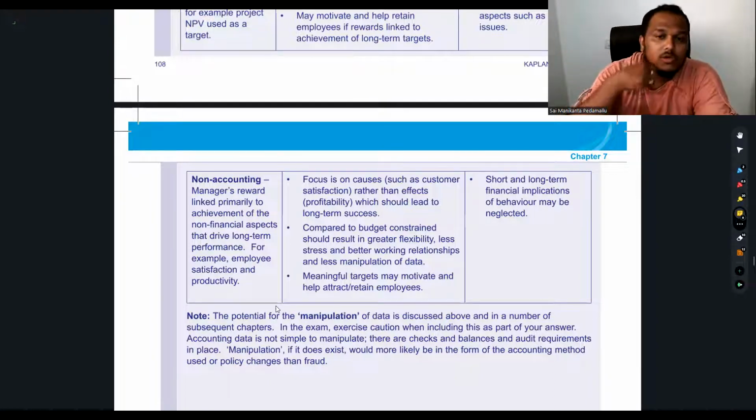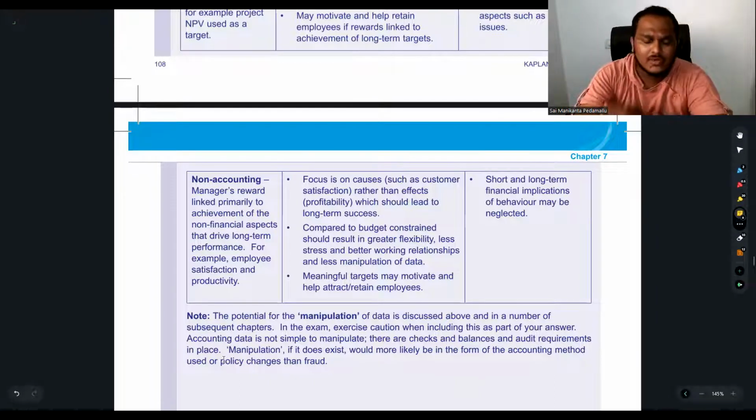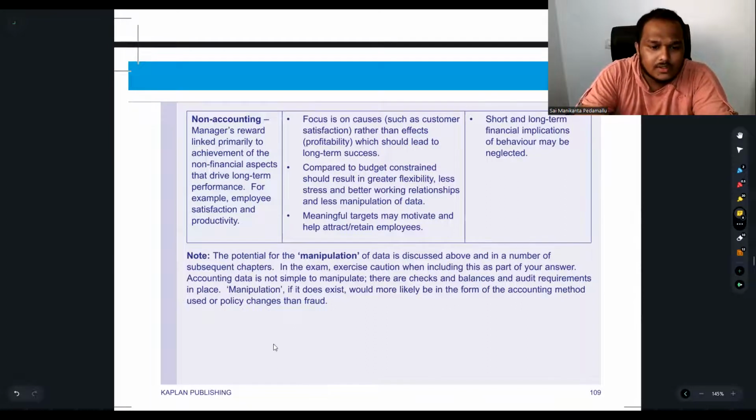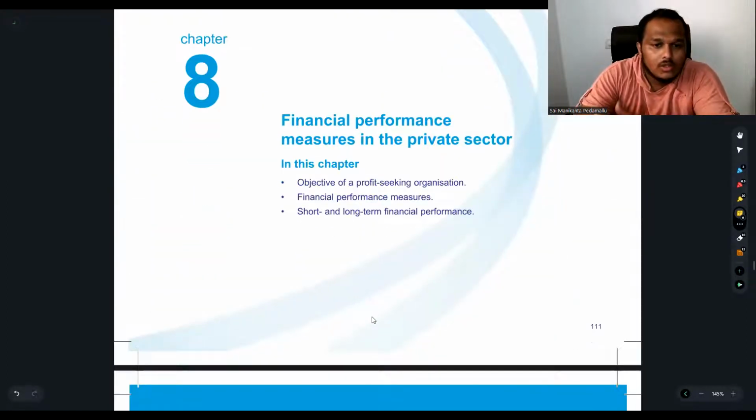We'll discuss more about this when we go to the non-financial performance indicators. Obviously, you guys know that is the next topic for us, right? Those are the next topics for us.